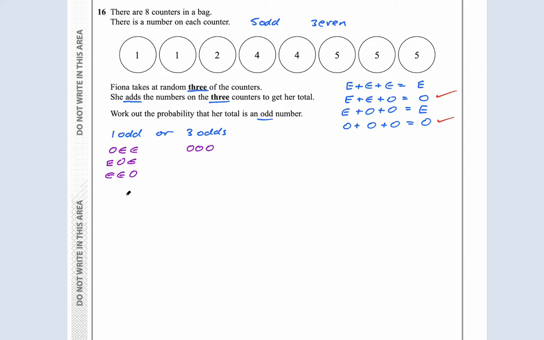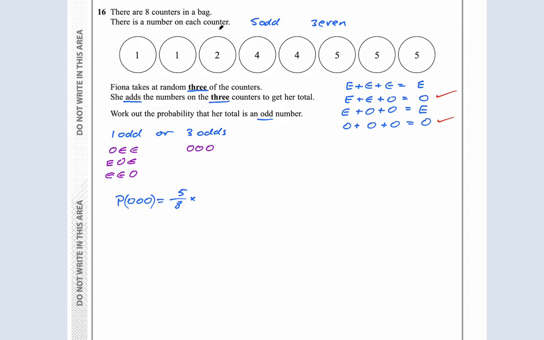Let's write down the probability of. So I'm going to get, these are the 4 different things that can happen. This, this, this, or this. I'm going to start with odd, odd, odd. The probability of getting 3 odds is, how many odds are there? 5. How many in total are there? 8. So the first one is 5 out of 8. But I need to multiply it by the next one.